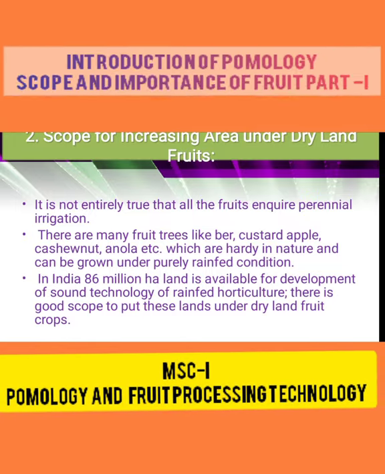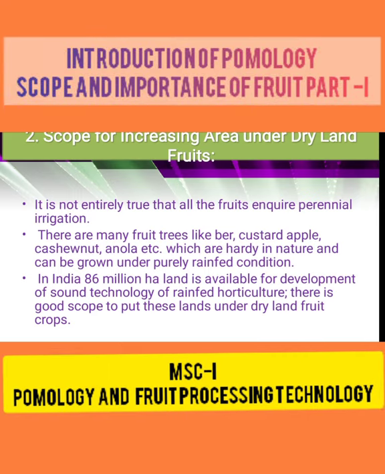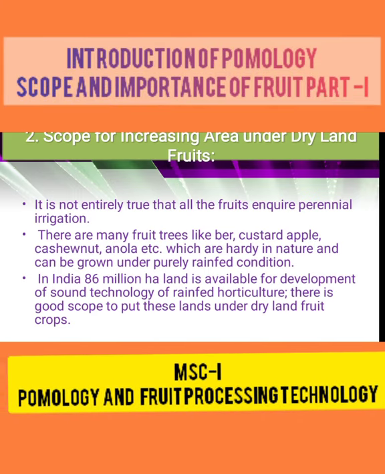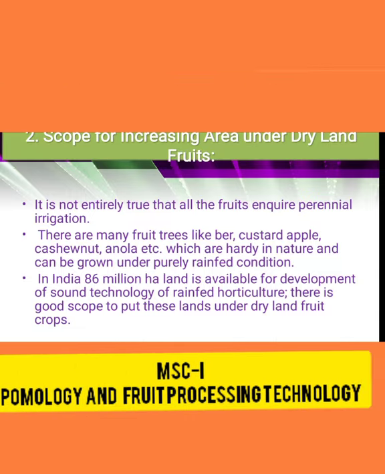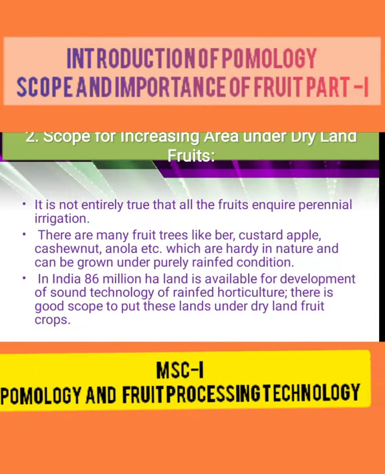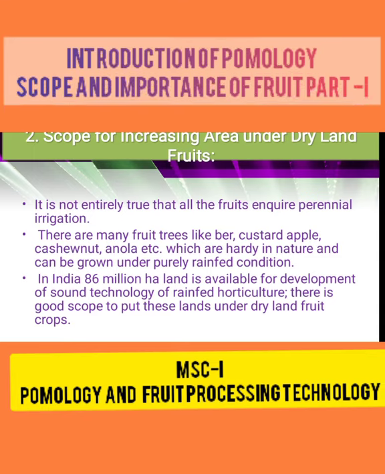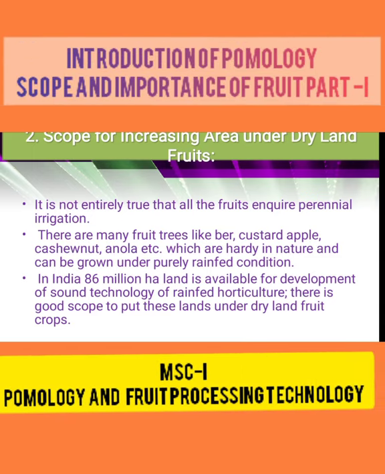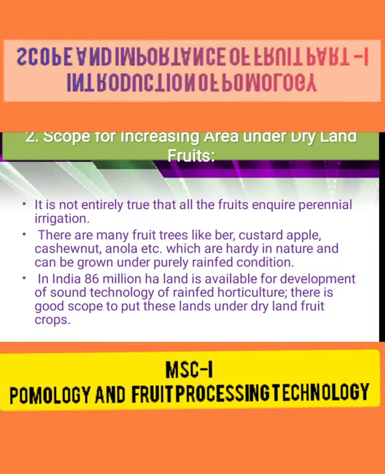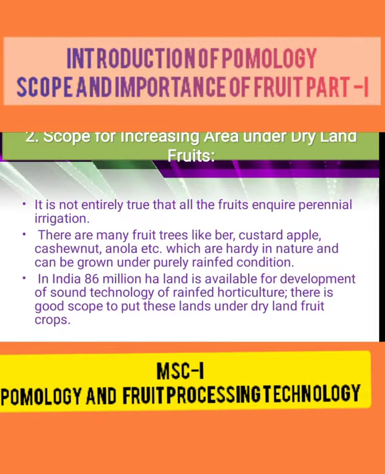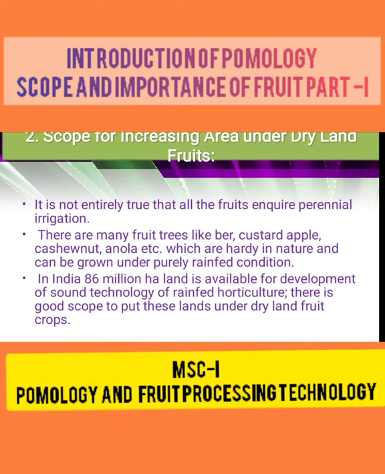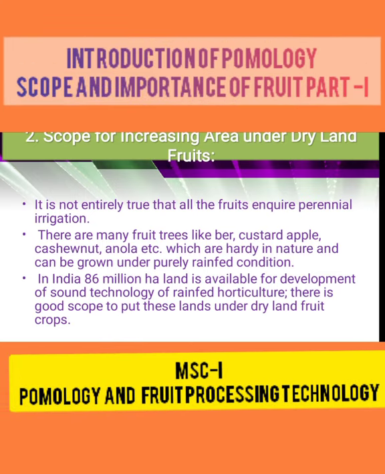In India, 86 million hectares of land is available for the development of sound technology of rainfed horticulture. There is good scope to put this land under dry land fruit crops. In India, rainfall is very low in some areas, and we can develop dry fruit crops there. There is vast scope to develop dry fruits.